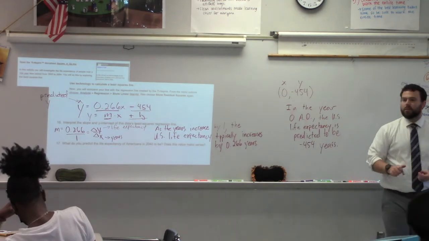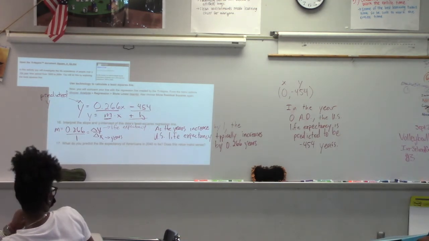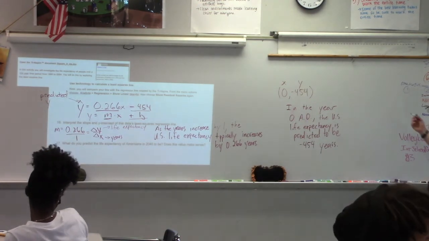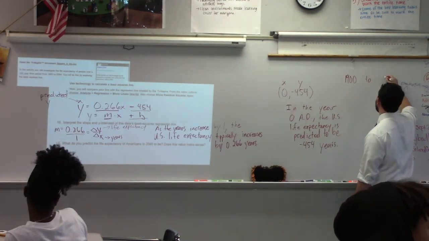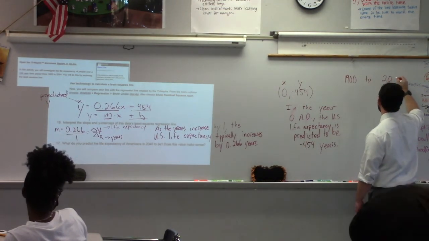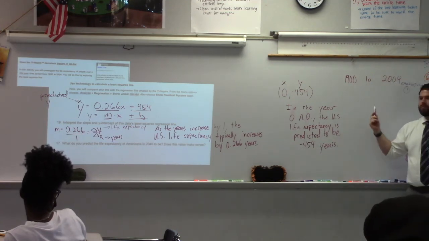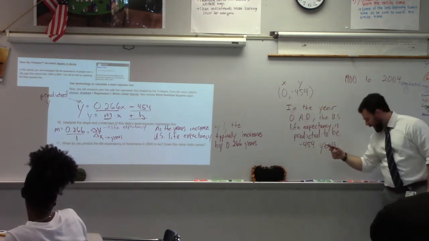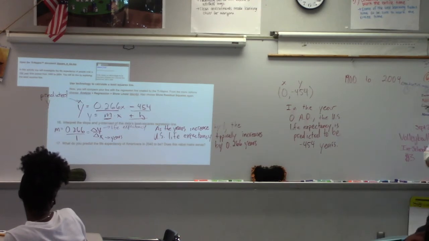Here's the thing. We're interpreting this in context, but does that always mean it makes sense? No. Remember, the years that we had were from 1900 to 2004. There's an issue. We went 1900 years before this, year 0. Can we go that far back in time? No. It's an idea called extrapolation.